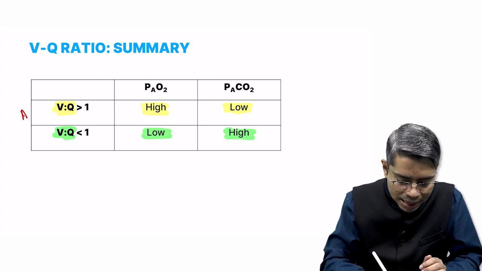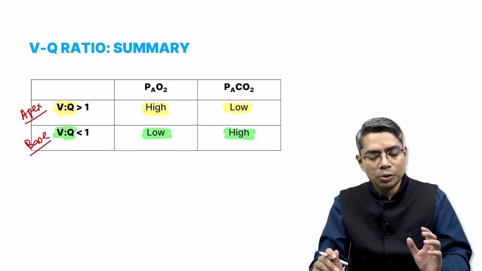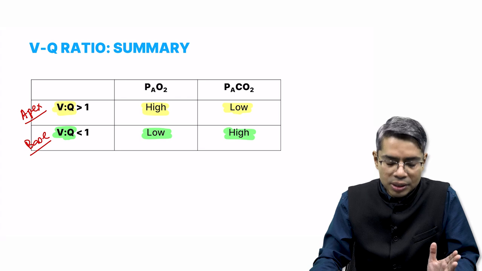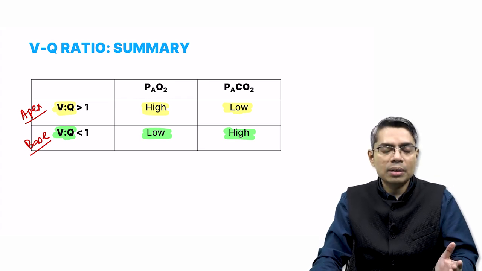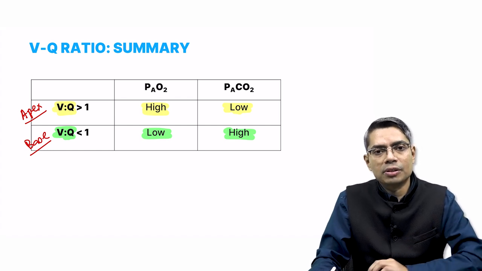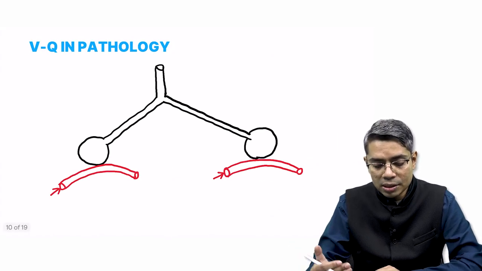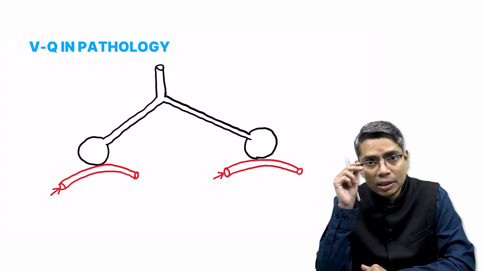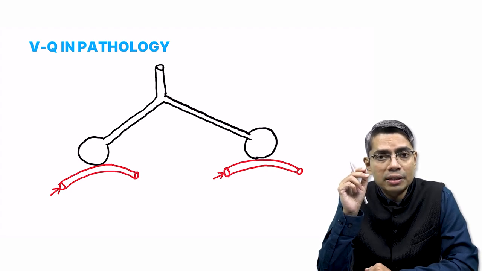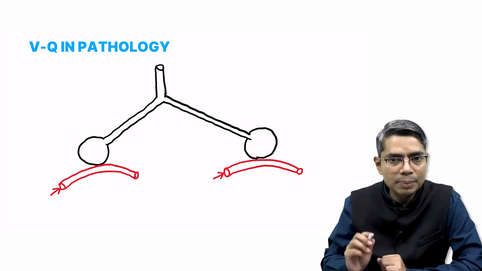So this is typically happening at the level of apical alveoli, and this is typically happening at the base of the lung. So with this concept that if the VQ ratio is greater than 1, then partial pressure of oxygen rises, and if the VQ ratio is lesser than 1, partial pressure of oxygen decreases, we are going to understand what will happen to the VQ ratio in certain pathological conditions. Two pathological conditions we are going to understand with this simplified diagram.